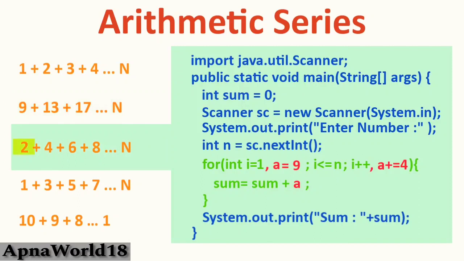Here the starting number is 2 and it is incremented by 2. So we will just set a equal to 2 and increment it by 2 every time. This is the program for this series. Now for the next series, the starting number is 1 and it is incremented by 2 every time. So we will just change the starting number to 1. And this solves this series.